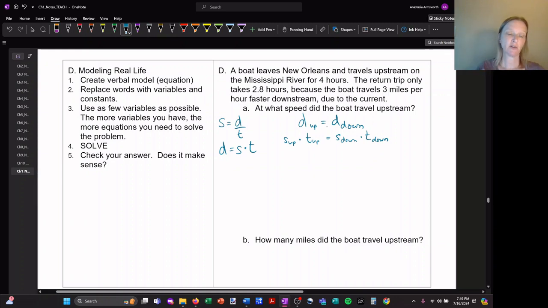So now we can plug in the values that we know. We don't know the speed upstream, but we do know that the time going upstream was 4 hours. We don't know the speed going downstream, but we know that whatever the speed is, it was the same speed as before plus an extra 3 miles per hour. And then the time going downstream was 2.8 hours.